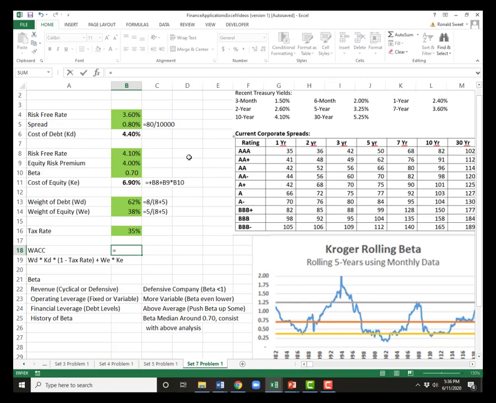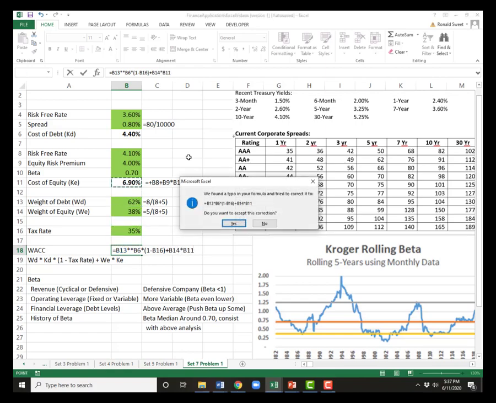So we do equal the weighted debt times the cost of debt times, open parentheses, 1 minus the tax rate, close parentheses, plus the weight of equity times the cost of equity.